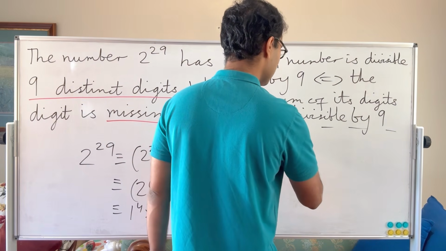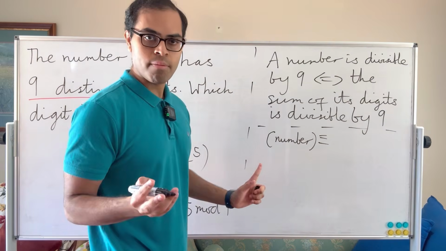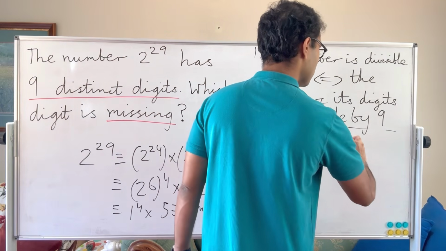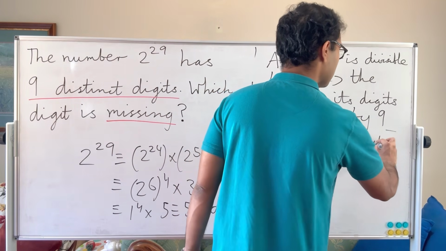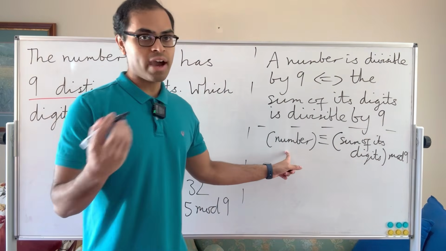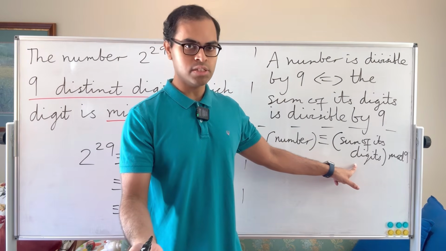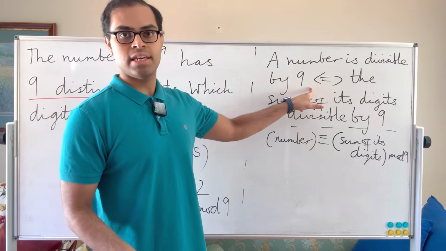So I'm just going to write this out in a kind of pseudo-mathematical notation. The number, whatever the number is, is congruent to the sum of its digits modulo 9. And what that means is that when you take the remainder when you divide the number by 9, it's the same as if you take the remainder when you divide the sum of its digits by 9. And that explains this test above.